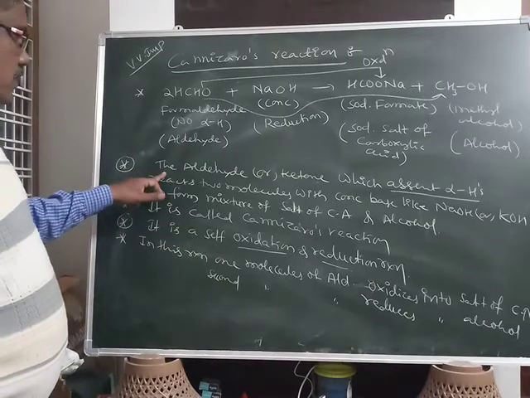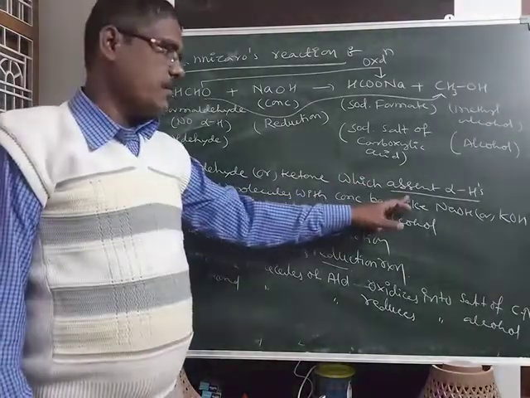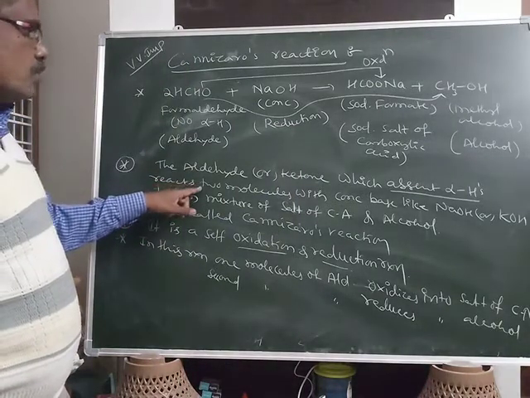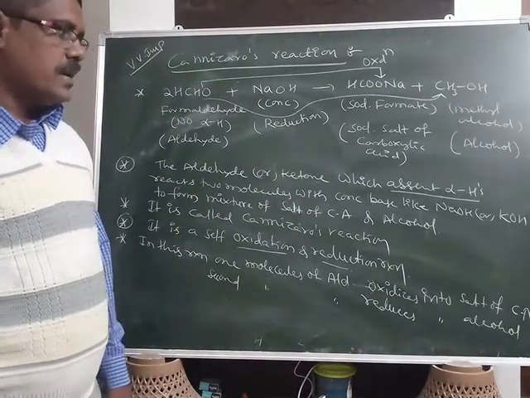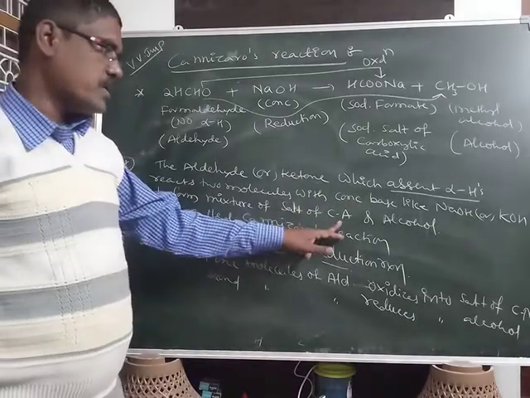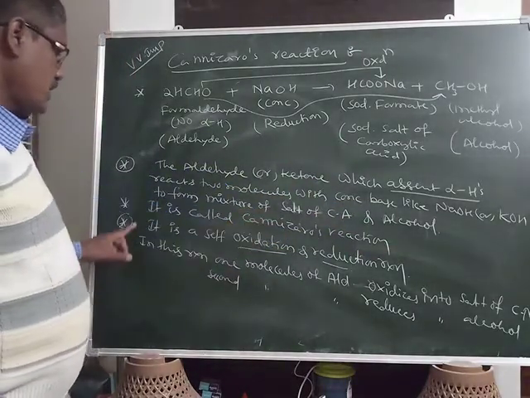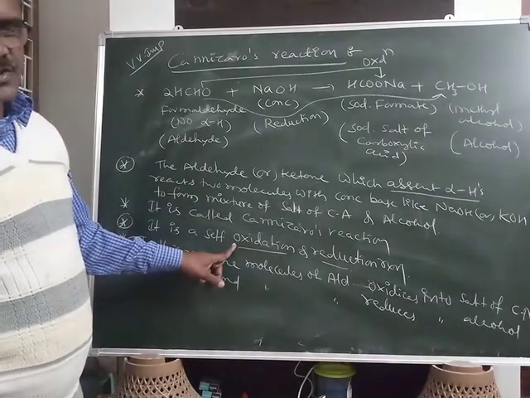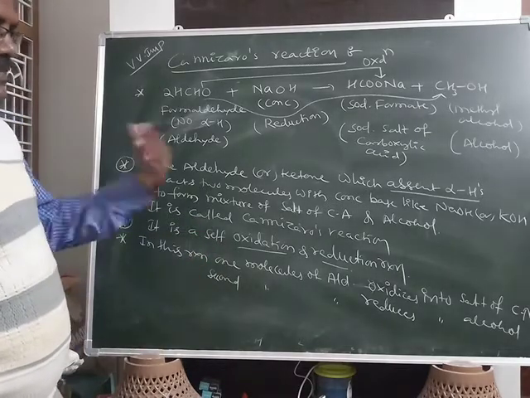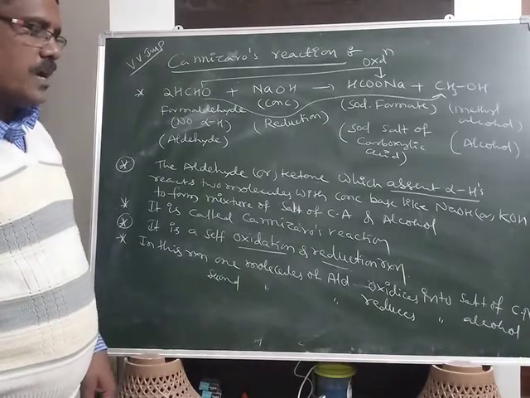See carefully, the aldehyde or ketone which absent alpha hydrogen, that's a very important point, and which absent alpha hydrogens reacts, two molecules, with concentrated base like NaOH or KOH to form mixture of salt of carboxylic acid and alcohol. This reaction is called Cannizzaro reaction. Cannizzaro reaction is the self-oxidation reaction. In this reaction, one molecule of aldehyde or ketone oxidizes into the salt of carboxylic acid and second molecule of aldehyde reduces into the alcohol.